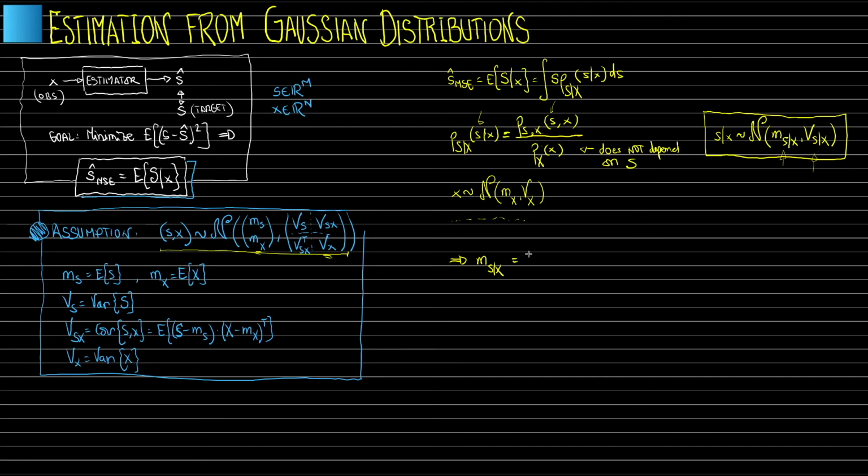It can be shown that the mean of S given X is given by the mean of S plus the covariance of S and X times the inverse of the variance of X times X minus MX. And the variance is given by Vs minus Vsx times Vx to the minus 1 times Vsx transpose. Okay?